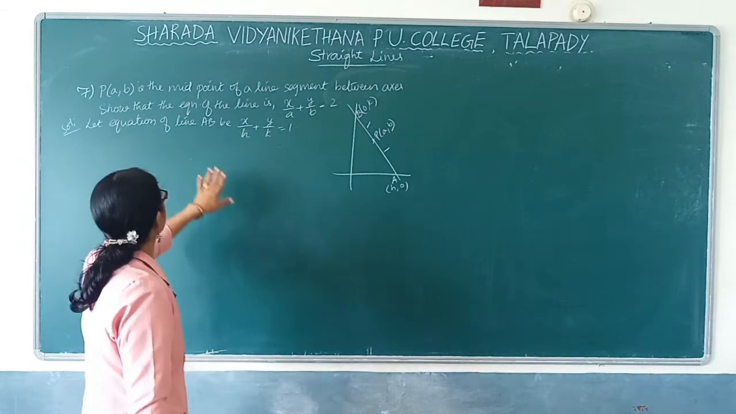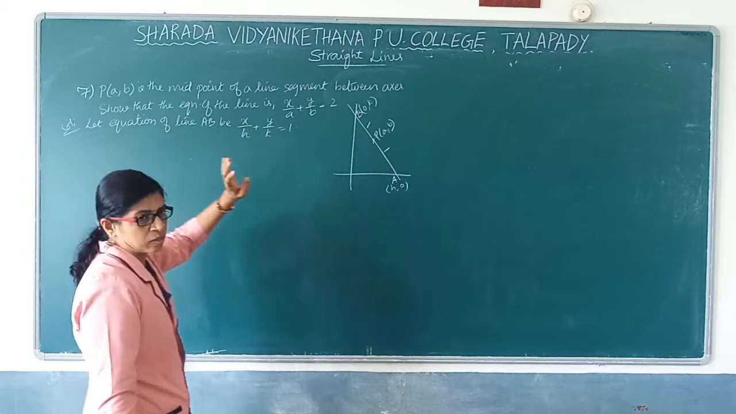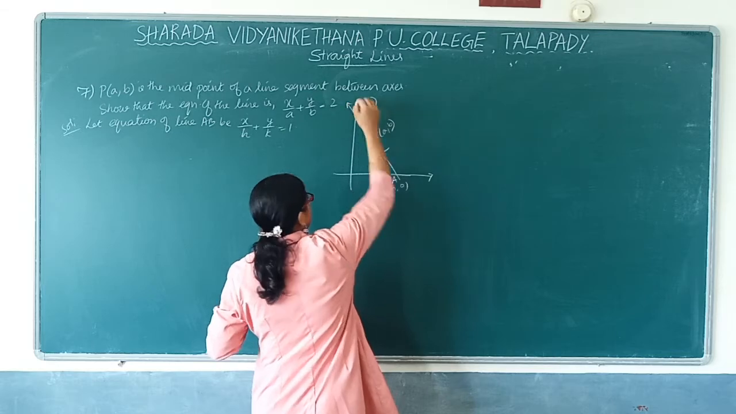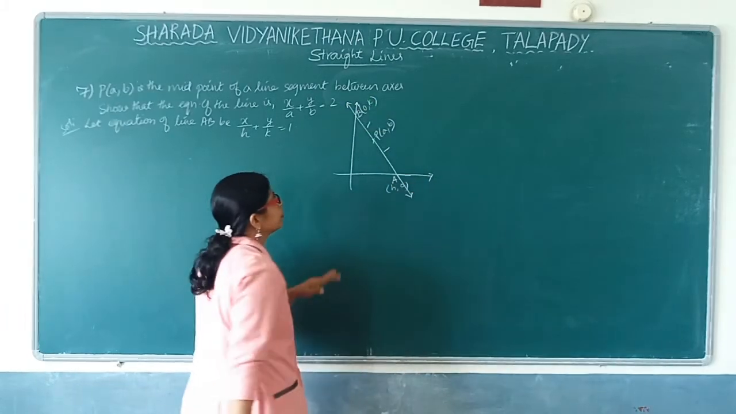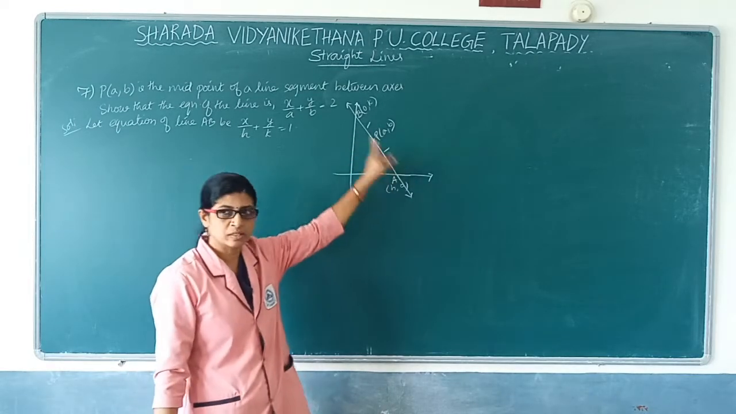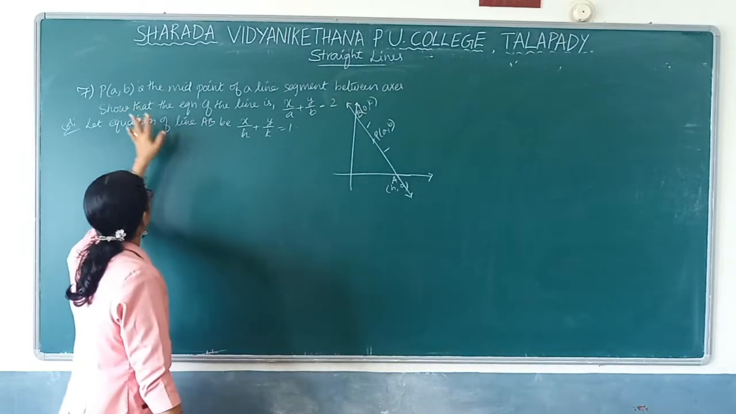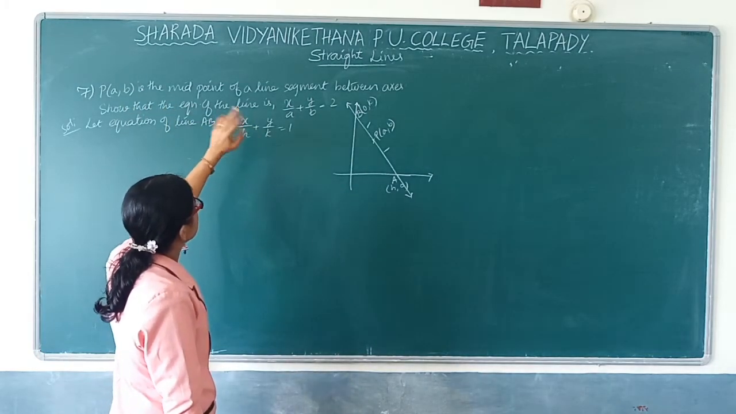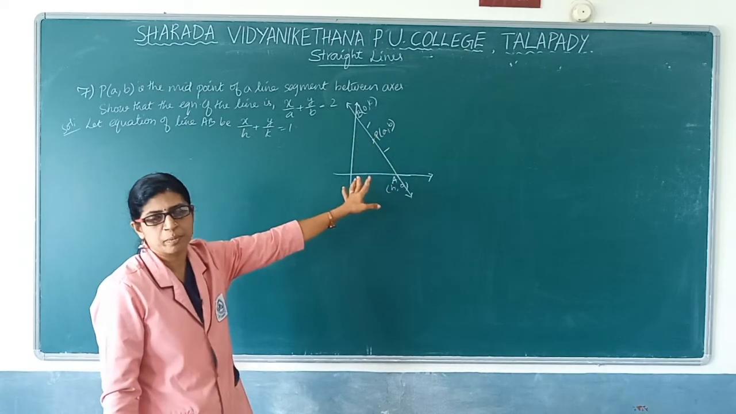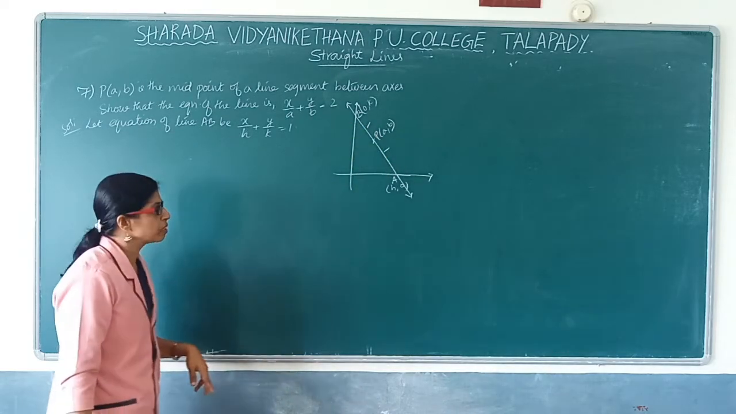Okay, so one more problem. P of a comma b is the midpoint of the line segment between the axes. Whenever you hear the term between the axes, you have to draw the diagram like this. You have to draw the line which gives some x-intercept and some y-intercept. Line segment AB is between the axes, so P is the midpoint of AB.